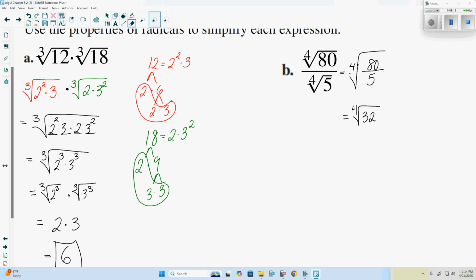not 5. That would be 25. Because 80 divided by 5 would give us 32. So we do this especially if those two numbers, the number inside the radical on top is divisible by the number inside the radical on bottom, because it simplifies out.